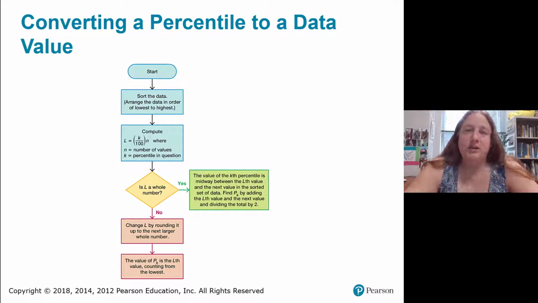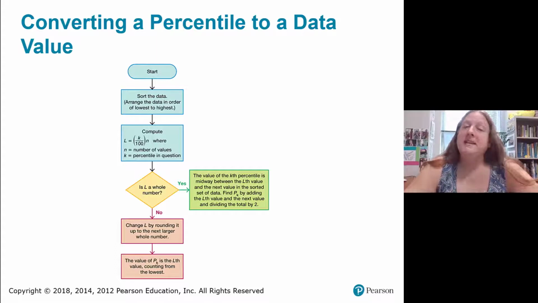Now we have to answer a question. Is L a whole number? It may be a whole number and it might not be. If it is a whole number, then we get to use this green box over here that follows the yes arrow to the right that says the value of the kth percentile is midway between the Lth value and the next value in the sorted set of data. So we find P sub k by adding the Lth value and the next value and dividing by the total of 2. We're finding the mean of those two numbers.